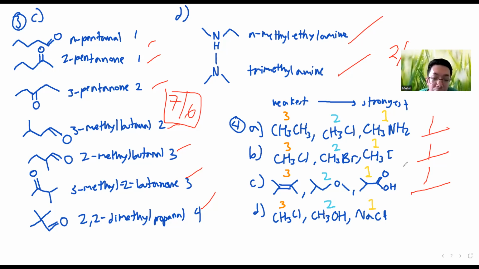is anong type ulit to ng interaction, Josh? Sodium chloride? Ionic. Ionic po. Ionic, good. So, but this is also correct. So, for number 4, you're 4 out of 4, no?